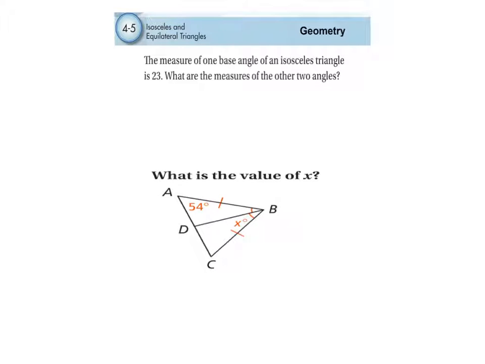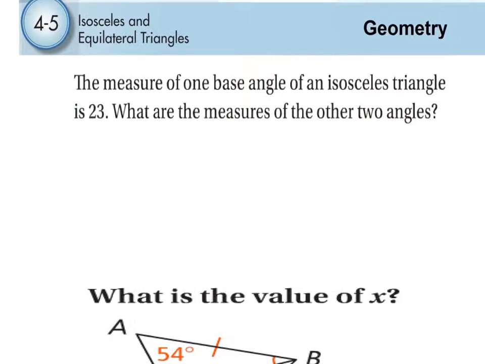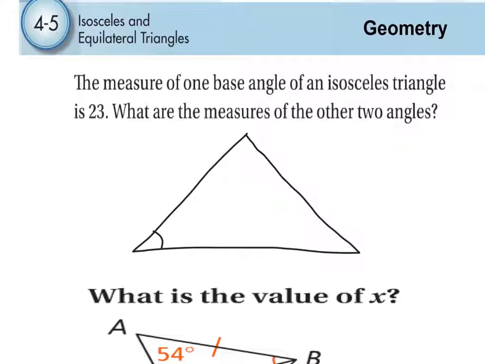It says the measure of one base angle on an isosceles triangle is 23 degrees. What are the measures of the other two angles? So since I don't already have it, I need to draw a picture. Here's my isosceles triangle. So I'm going to say that these two angles are congruent, these two sides are congruent on my isosceles triangle. It says the measure of one base angle of an isosceles triangle is 23. So I'll say this one is 23 degrees. I want to know what are the measures of this angle and this other angle.